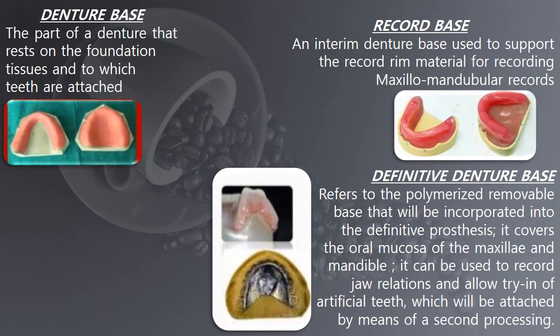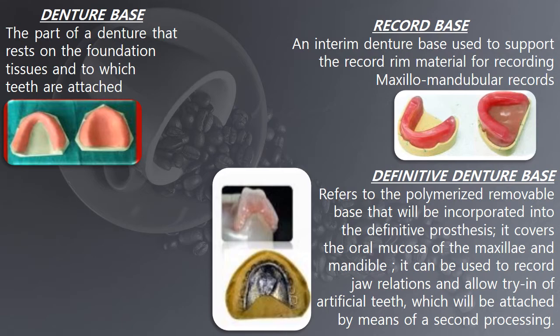The definitive denture base is defined as the polymerized removable base that will be incorporated into the definitive prosthesis. It covers the oral mucosa of the maxilla and mandible. It can be used to record jaw relations and allow tray-in for the artificial teeth, which will be attached by means of a second processing. This is defined as a definitive denture base.